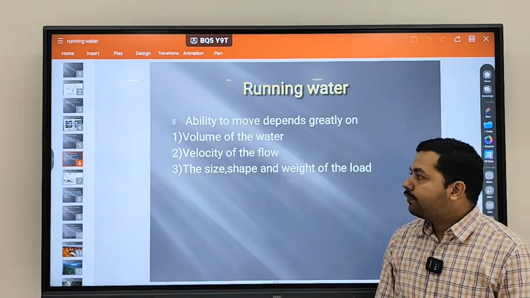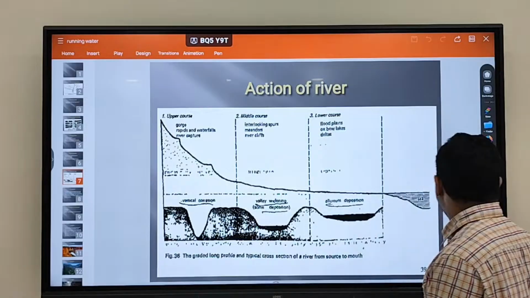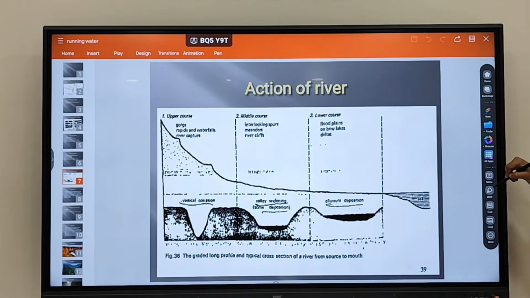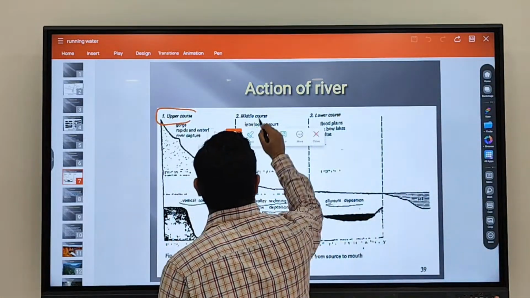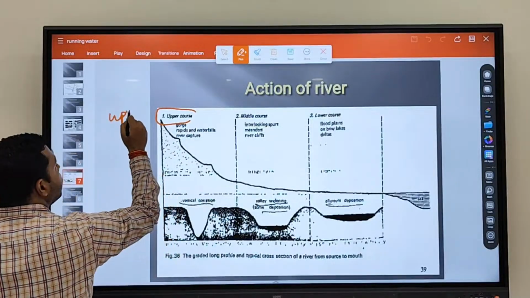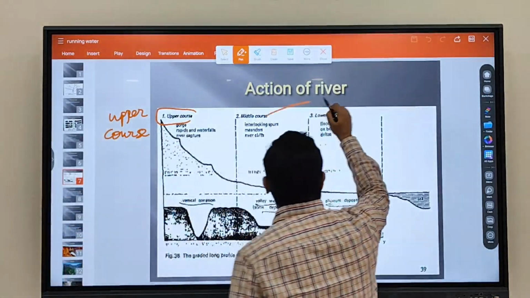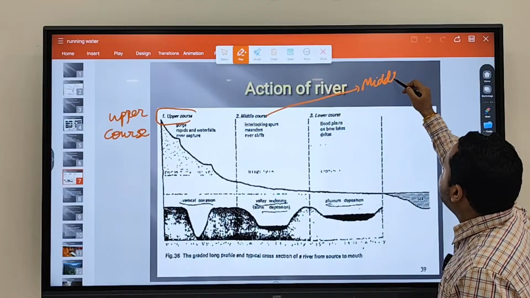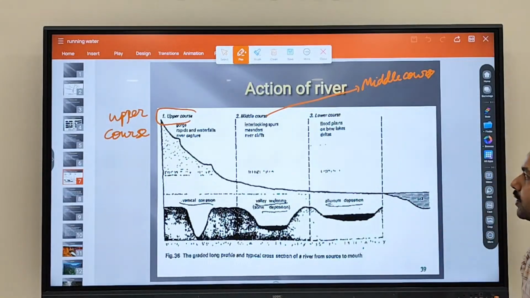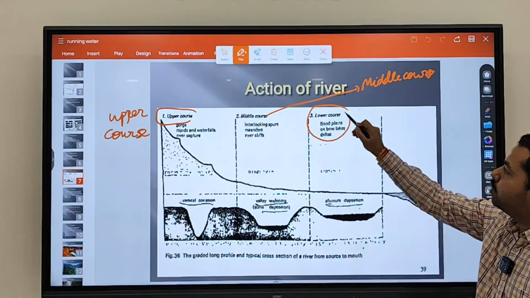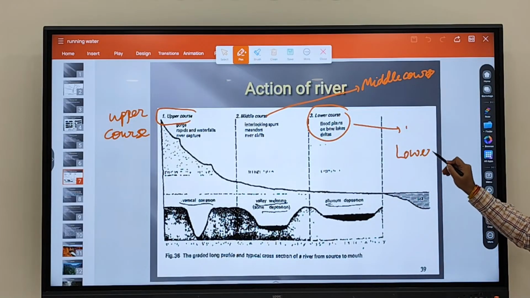That's why we classify river flow into three different domains. This part is referred to as the upper course of the river. Upper course means when the river is in the mountains. The second is the middle course, when the river starts to move into planar areas, from the mountain onto a plain. And the third is the lower course, when the river is about to join oceans, seas, and so on.